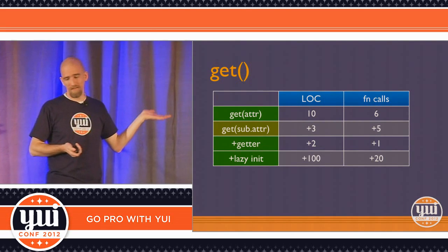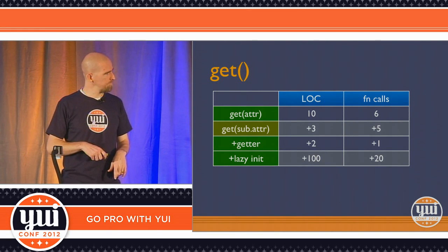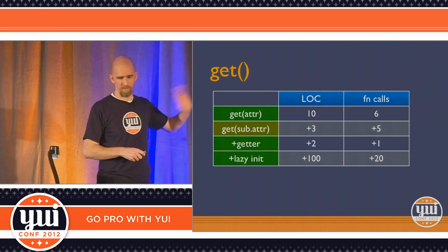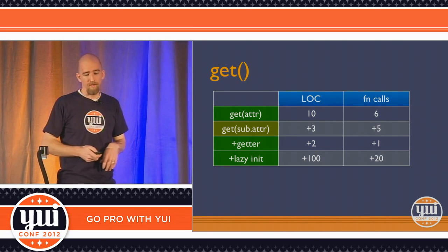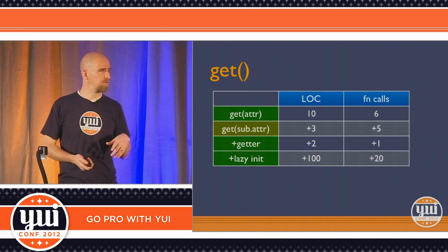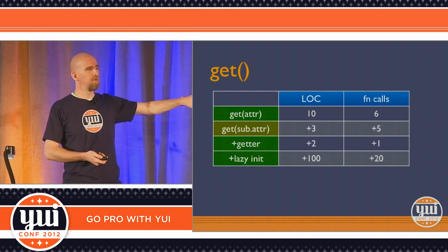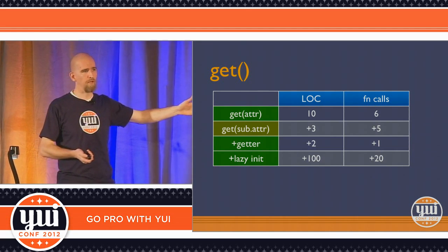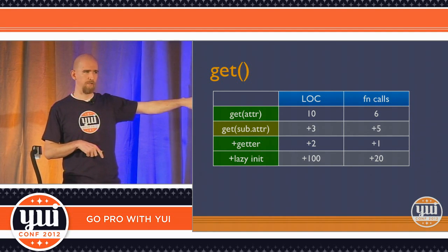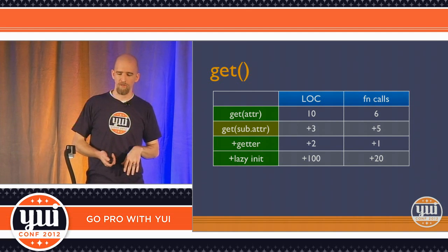So we're talking about 10 lines of code, 6 function calls. Even getting sub-attributes doesn't really incur a lot of additional cost, although we'll talk about sub-attributes a little bit later. And if you have a getter, it's really cheap. It's not costing you anything. Those core things are really cheap. The lazy initialization, it's a big number, but that happens once. You have an attribute that you call get a lot of. You're talking about 10 lines of code. You're not talking about 110 lines of code. So in terms of deferring that cost or spreading the cost out for those attributes across the runtime, that's where that comes in.